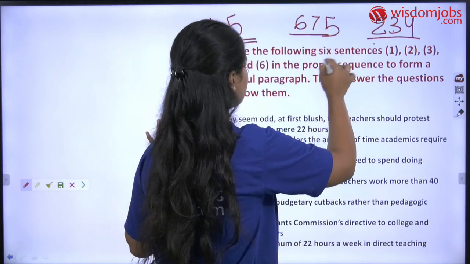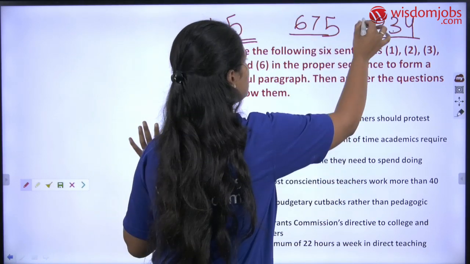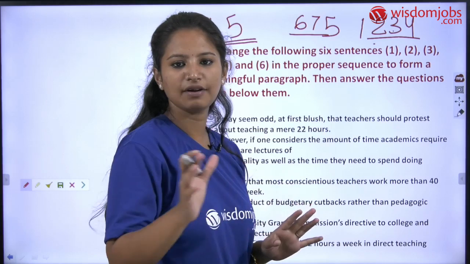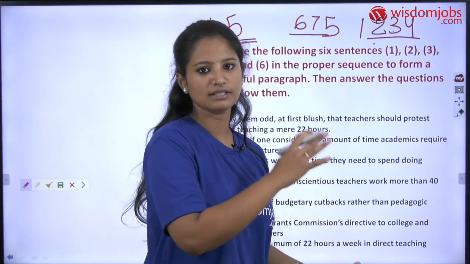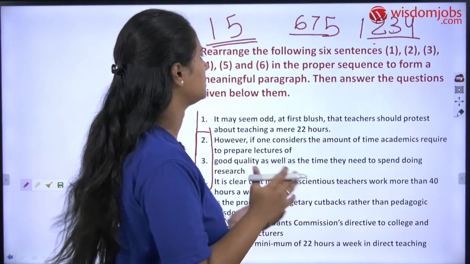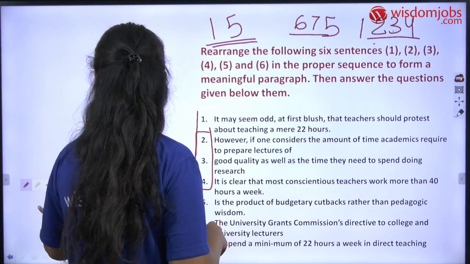6, 7, 5, 1, 2, 3, 4. This is another possibility of the paragraph which you got. Now let us go through the answers again and let us find out. 6, 7, 5, 1, 2, 3, 4.